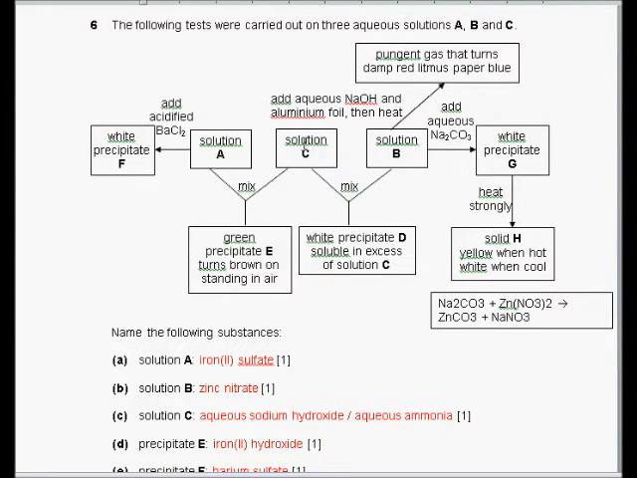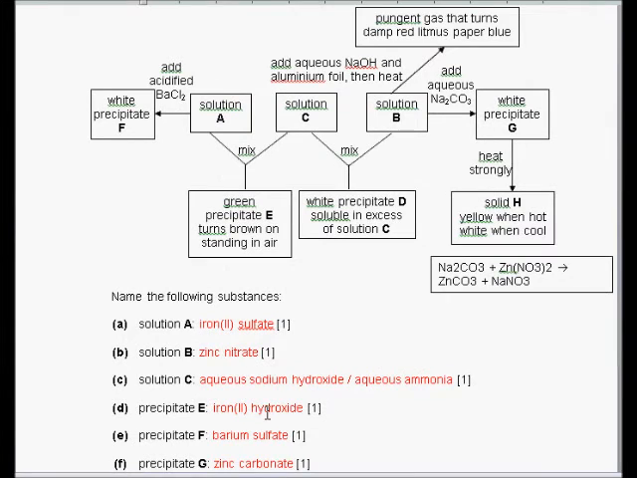So this substance here must either be sodium hydroxide or aqueous ammonia. So this E is iron 2 hydroxide. Okay, iron 2 hydroxide. And this one is iron 2 sulfate. Okay, because iron 2 hydroxide turns brown on standing in air, which means that iron 2 hydroxide will change to iron 3 hydroxide. So this substance is either aqueous sodium hydroxide or aqueous ammonia.